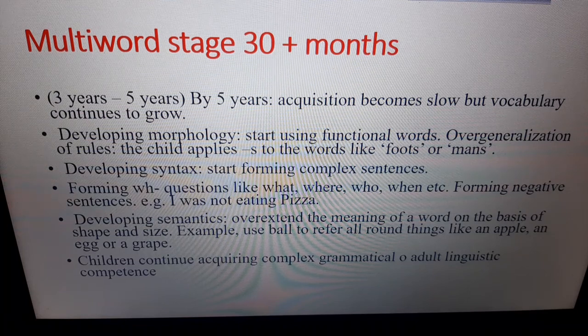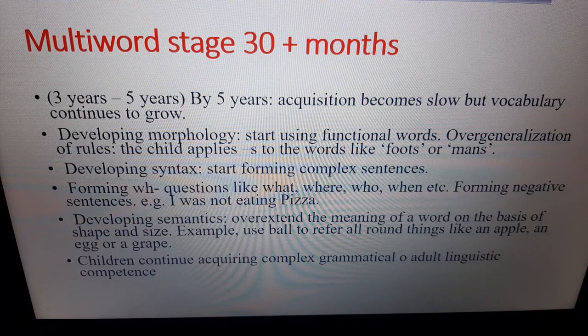Multi-word stage, that is 30 plus months. It begins from 3 years to 5 years. By 5 years, acquisition becomes slow, but vocabulary continues to grow.